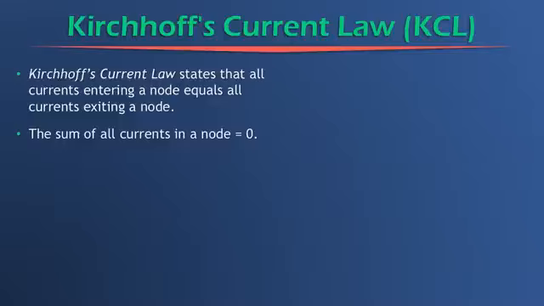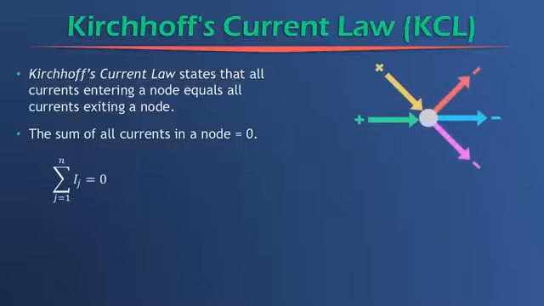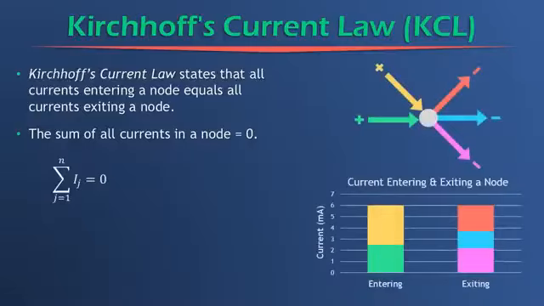We can also express this as a summation of I_j, where j is a particular instance of current, just tells you what current we're talking about. And so here are some illustrations to help you understand KCL. The yellow and the green currents represent currents entering a node, while the red, blue, and pink currents represent currents exiting a node. And in the chart below, we can see that the sum of all the currents entering the node equals the sum of the currents exiting the node. Regardless of what the individual currents are, they all add up to the same current.